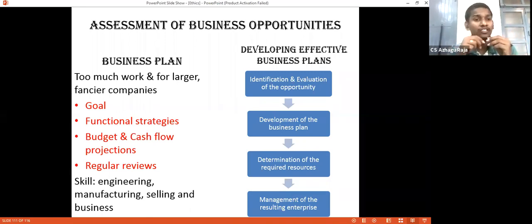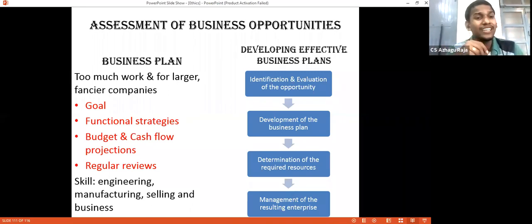A business plan includes goals, functional strategies, budget and cash flow projections, and regular reviews. So these are its four functions. A business plan is very helpful for the attainment of goals, and it also has functional strategies. The marketing department has strategies to follow, such as expanding. The finance department has cost control, and they have to achieve the target. R&D should always innovate, not only in product design and technology, but in all other aspects of satisfying customer needs and keeping customers sustained with your product and product technologies.